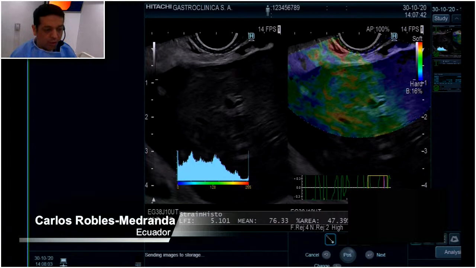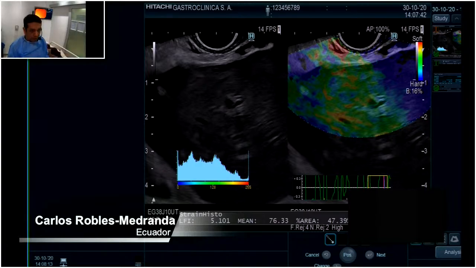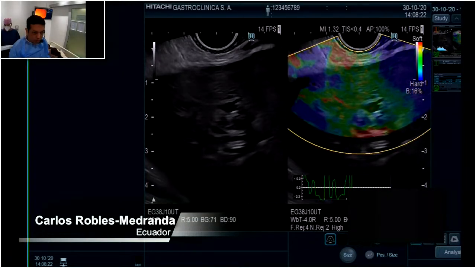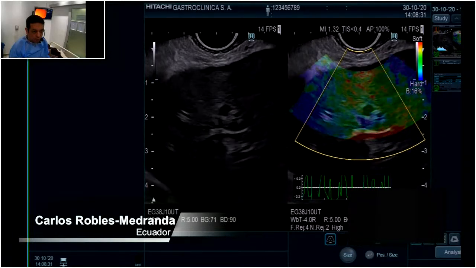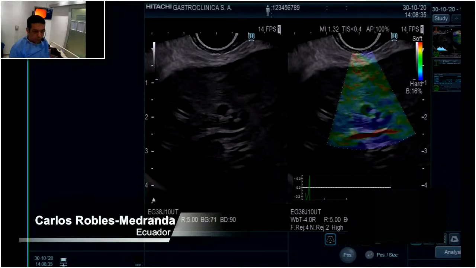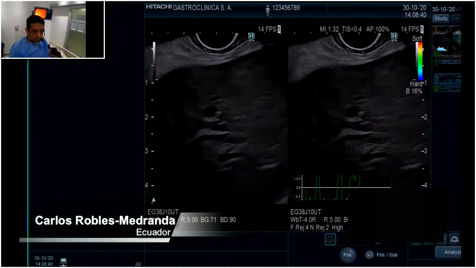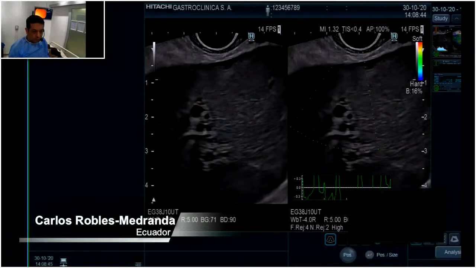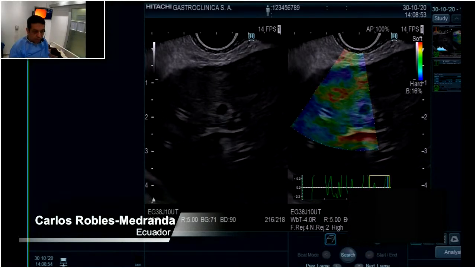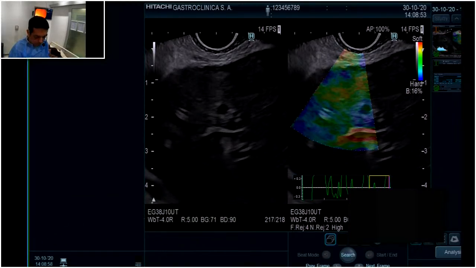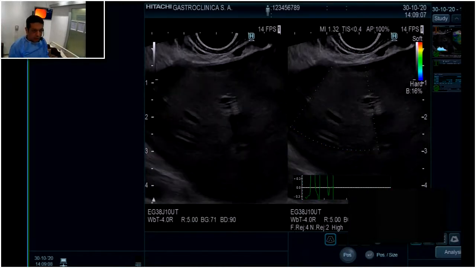So now I am showing you the strain histogram of this patient, of the liver in general. The mean is 76.33 of the histogram. It means that this is a hard tissue, because normal tissue is more than 100, and it's very good to show this. I will try to focus a little bit more. So this area is not so hard tissue.